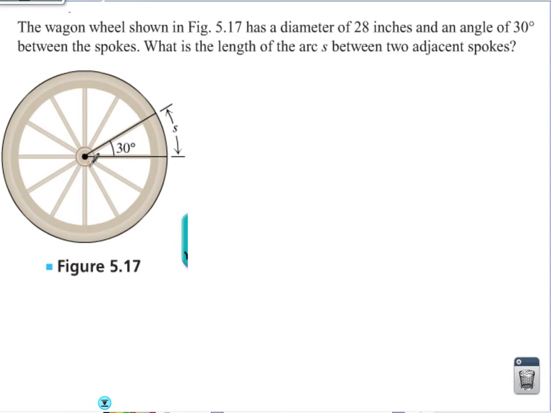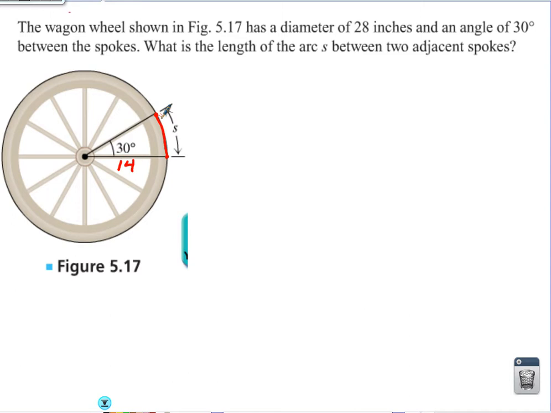Diameter of 28, so that means the radius is 14, and an angle of 30 degrees between the spokes. What is the arc length formed by each spoke? What's the distance from here to here? You no longer have to do 30 degrees over 360. That's a 12th of the whole circle. Find the entire circumference, multiply it by 12.